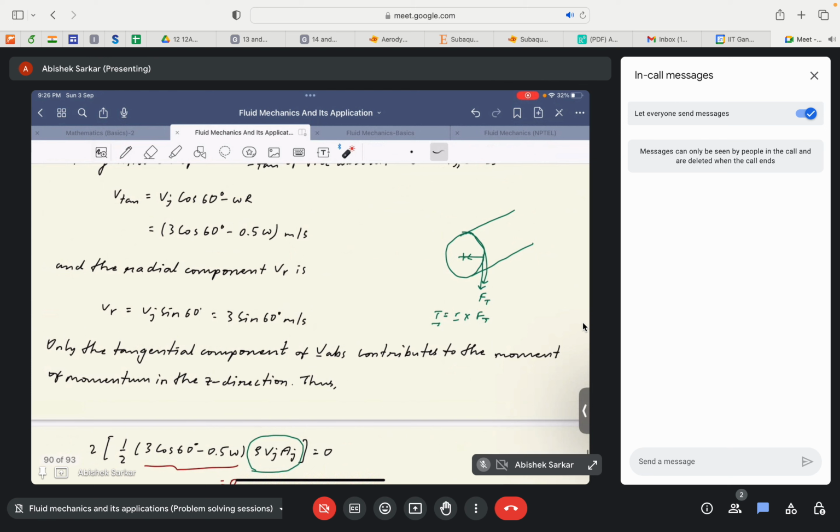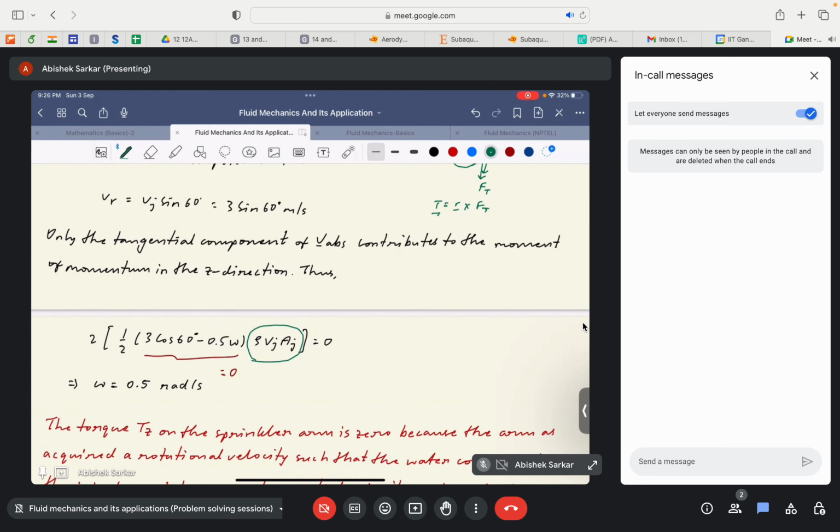Let me just evaluate it. 3 cos 60 degrees is equal to 0.5 omega. Cos 60 is half, so 3 into half is 1.5, and 1.5 by 0.5 gives us omega equal to 3 radians per second. I had done this wrong earlier, that's why I was a bit confused. So omega will be 3 radians per second. This is what we had to find.